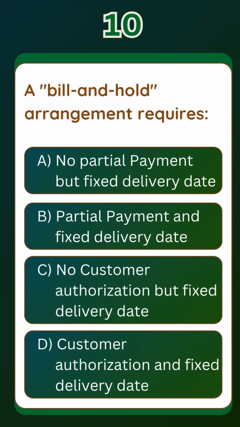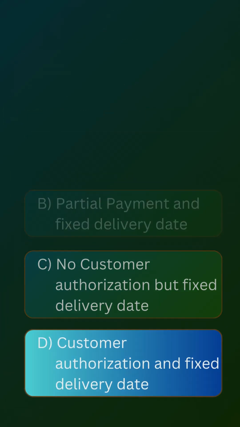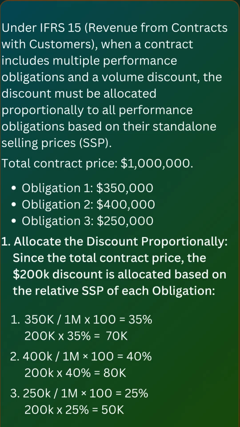Question 10. A bill and hold arrangement requires. Correct answer is option D. Let's take a look at question 6 solution. Under IFRS 15, when a contract includes multiple performance obligations and a volume discount, the discount must be allocated proportionally to all performance obligations based on their standalone selling prices.